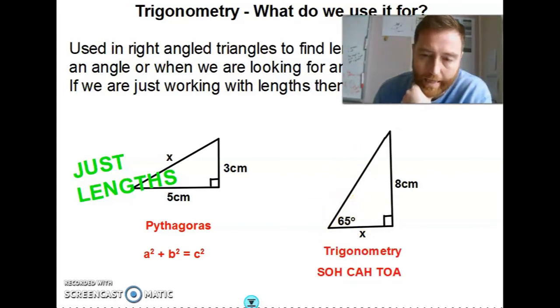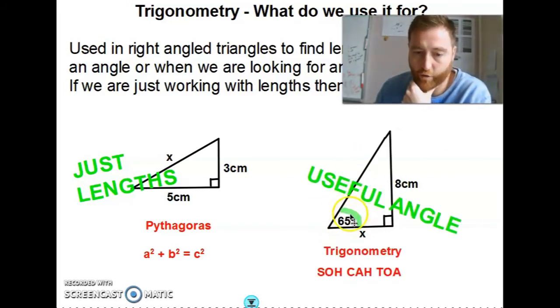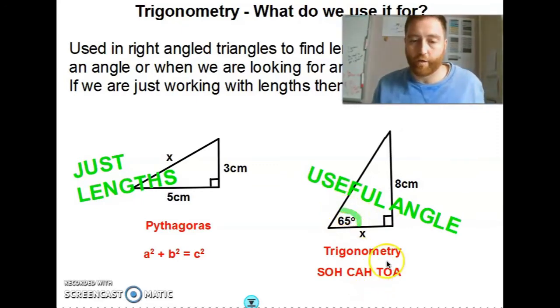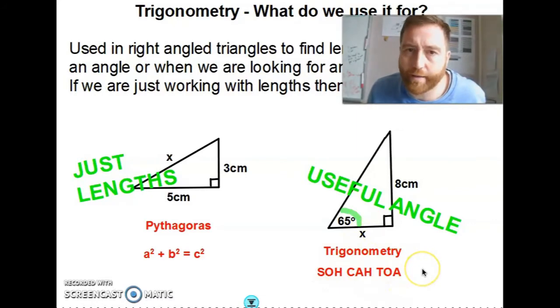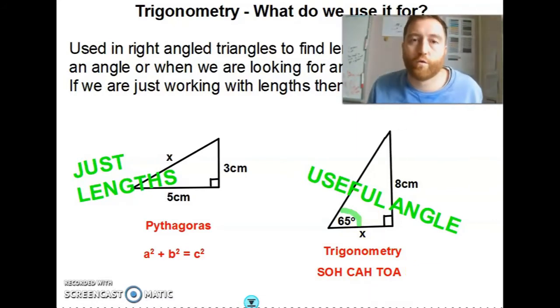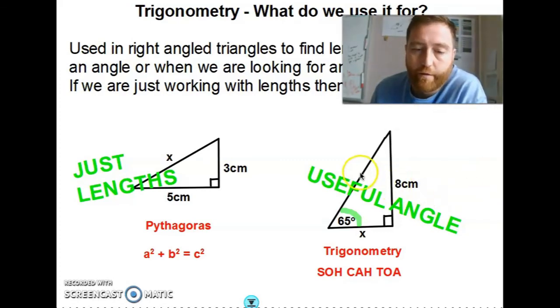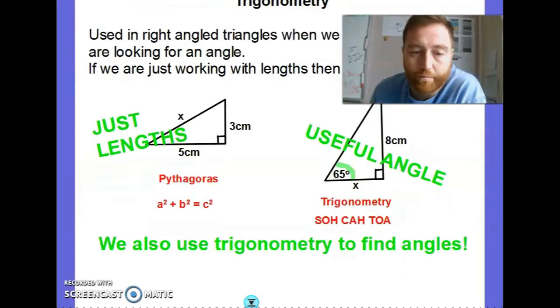So you can see in this one we have a useful angle, and so we're going to use trigonometry. SOH CAH TOA, we'll come to what that means in a minute. So in right angle triangles, when there's angles involved, that's when we use trigonometry for finding missing lengths or angles.